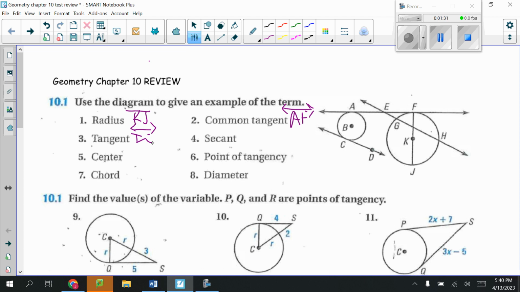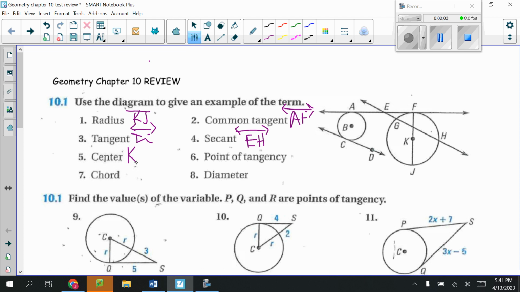Number four, the secant. Remember, secant is the line that crosses through the circle and touches the circle twice. And so in this one, I would call that line EH. Number five, I want a center. Again, in this diagram, we have two to choose from, either point B or point K. It doesn't matter which one we go with, so we'll just say K here.